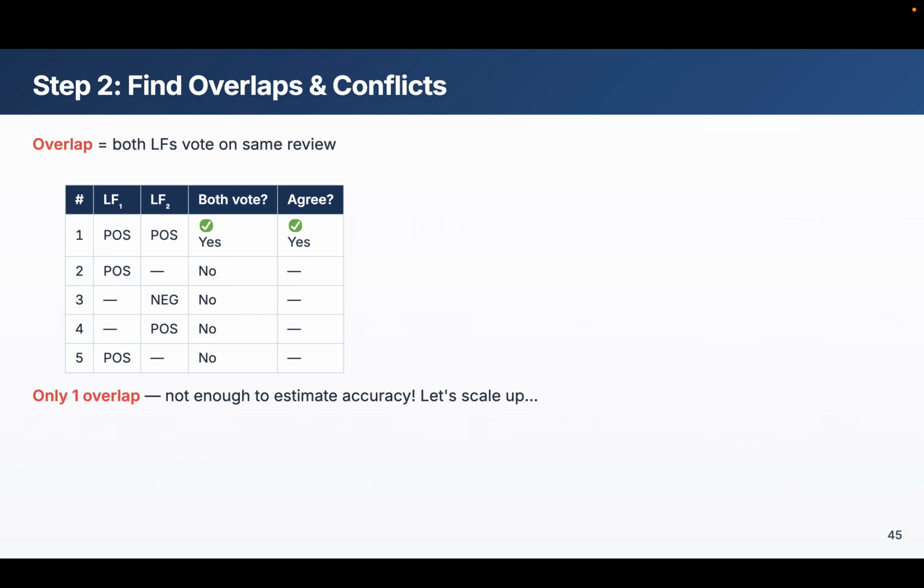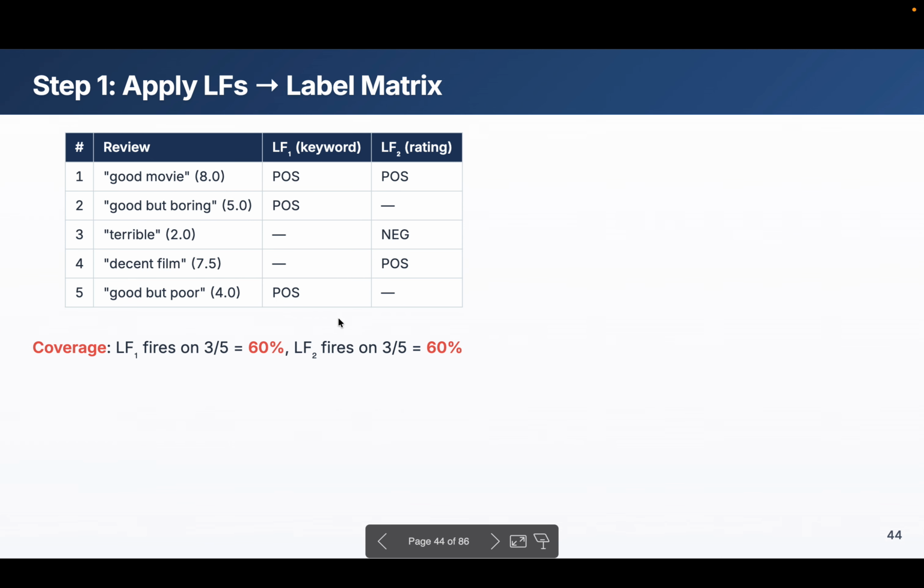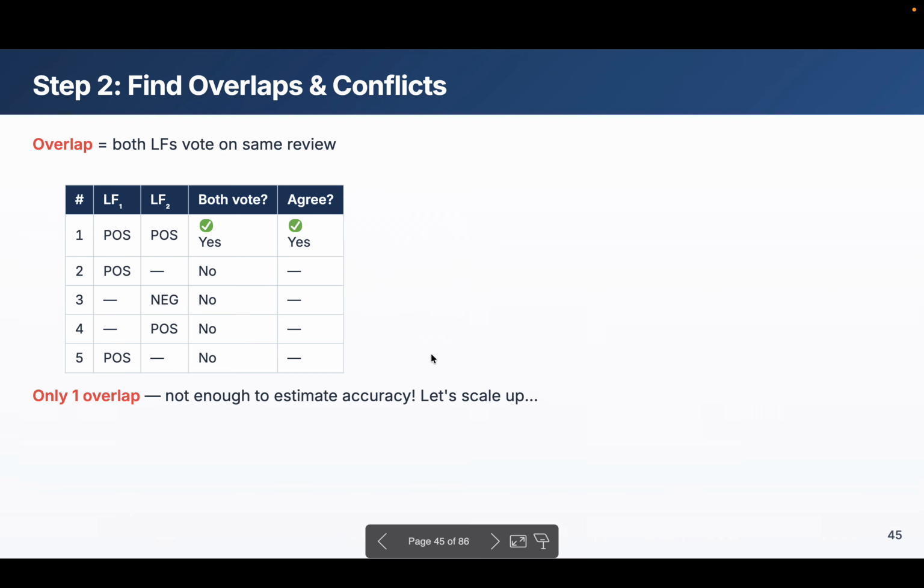Okay. Now, the first metric which we looked at was coverage. How many examples are covered by the different functions? LF1 60%, LF2 60% in this case. The second is the overlaps and conflict.